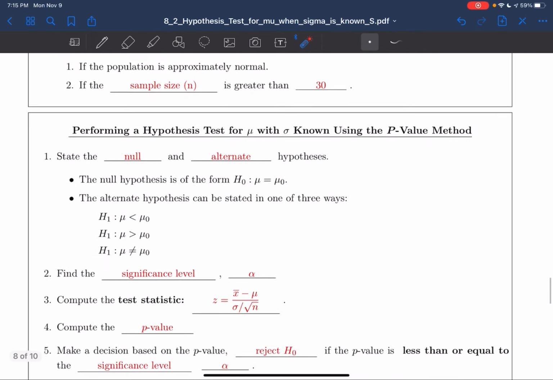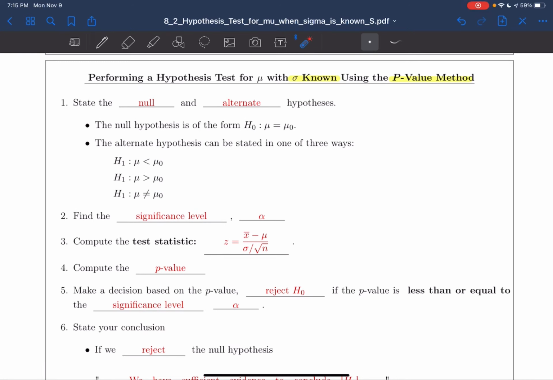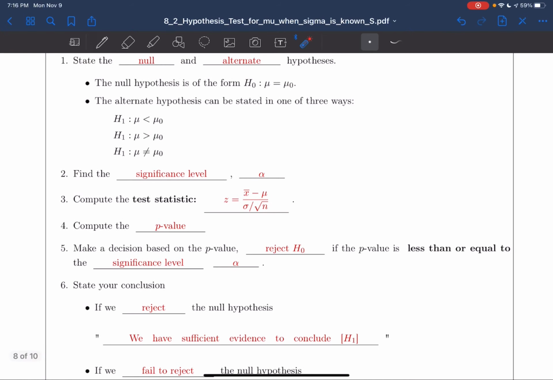Okay, so let's talk about performing hypothesis testing for mu when sigma is known, when we know what our population standard deviation is. In this case, we're going to use the p-value method. First step is you want to state the null and alternative hypothesis. This step is really similar to the critical value method. The null hypothesis is in the form mu is equal to mu naught. Then you want to state the alternative hypothesis, which is one of three ways: mu is less than mu naught, mu is greater than mu naught, or mu does not equal mu naught. And again, mu naught is just a number, a value.